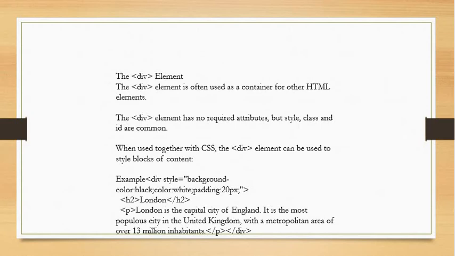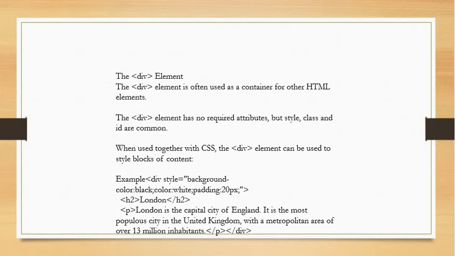Now we'll see another element, that is division. The div element is often used as a container for other HTML elements. It has no required attributes, but you can use style, class, ID, and all the common ones. When used together with CSS, the div element can be used to style a block of content. If you want to design it, you can do that. Obviously we'll do it with an example and get to know.